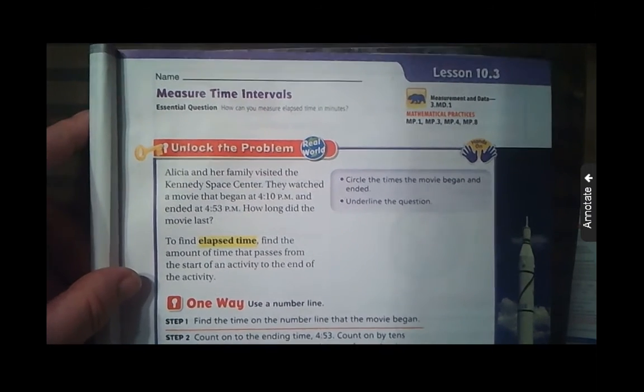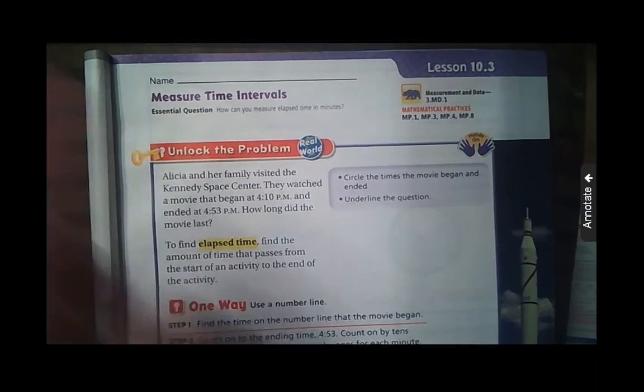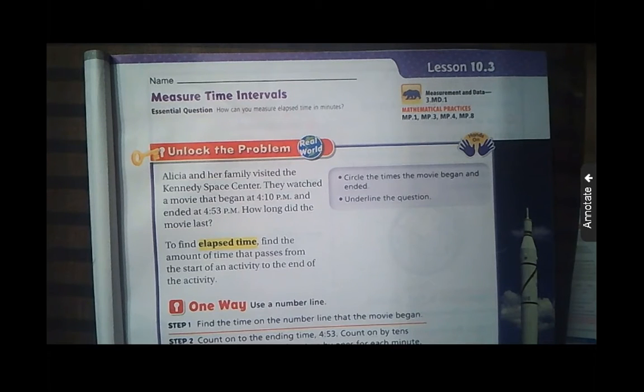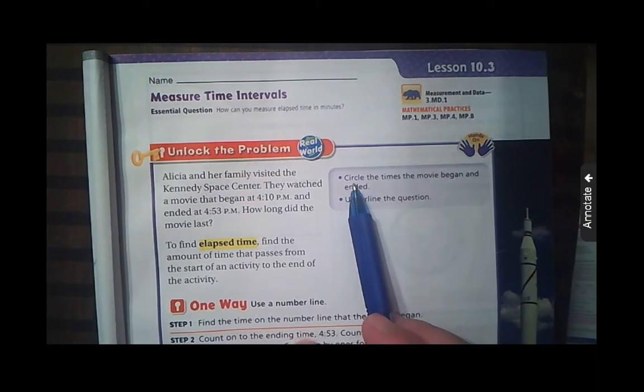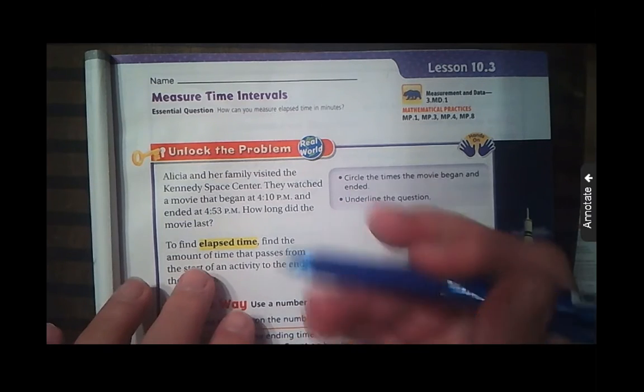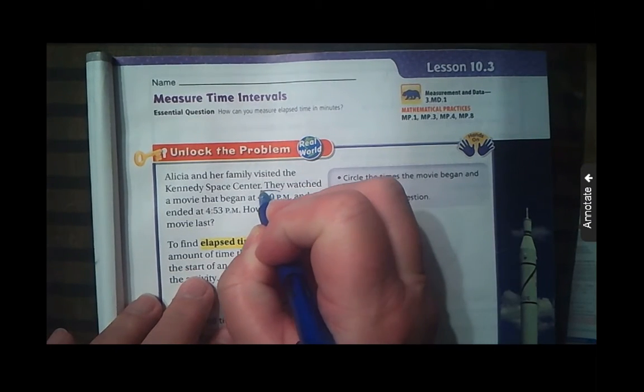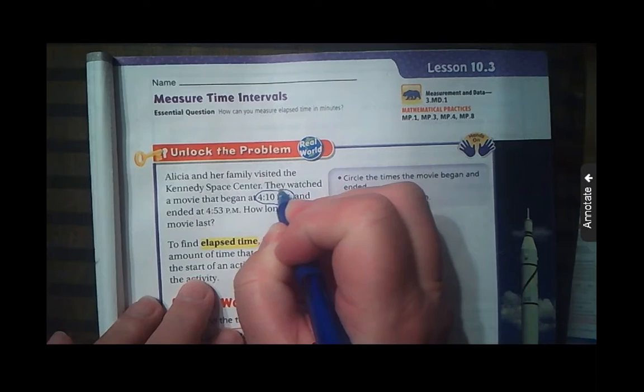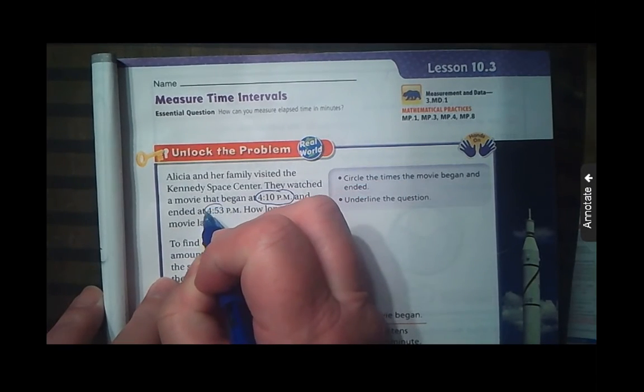All right, so let's take a look at the problem. We're going to unlock the problem. Lacey and her family visited the Kennedy Space Center. They watched a movie that began at 4:10 p.m. and ended at 4:53 p.m. How long did the movie last? Well, let's take a look. What do they want us to find? It says circle the times the movie began and ended. Okay, so it began at 4:10 p.m. and ended at 4:53 p.m.